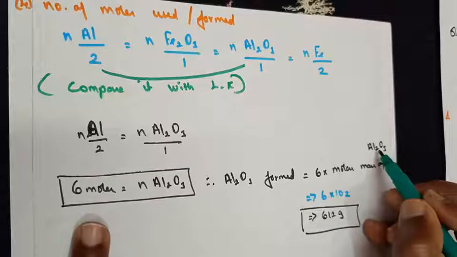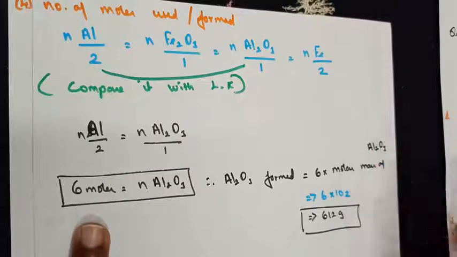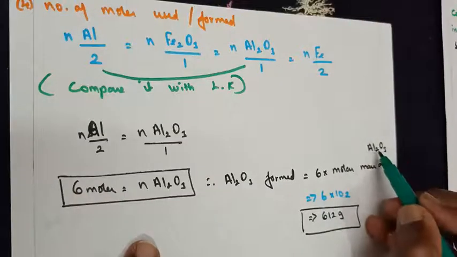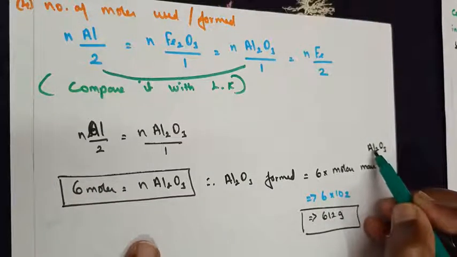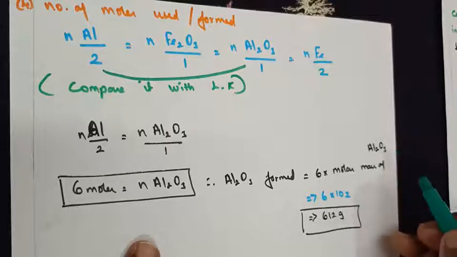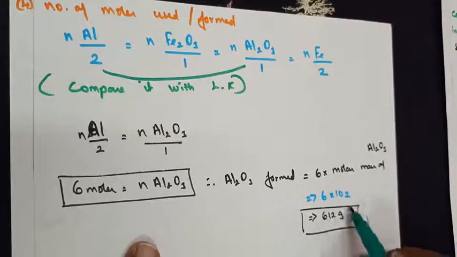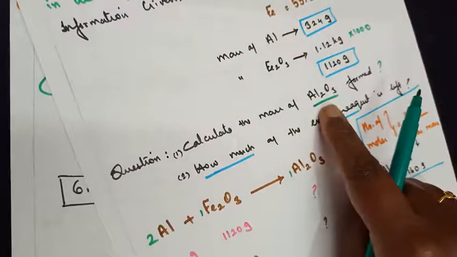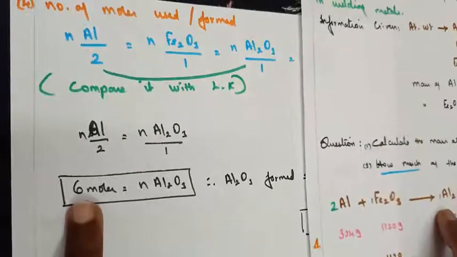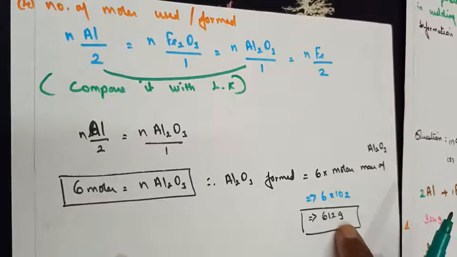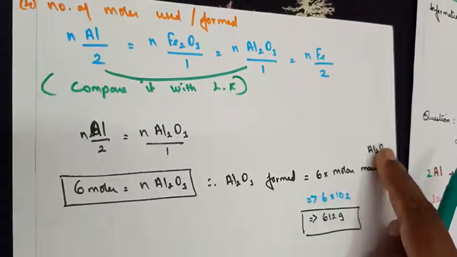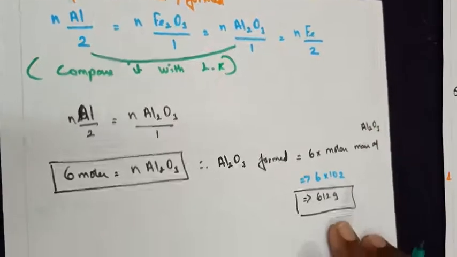Here again, how will you calculate the molar mass? The atomic weight of aluminium is given in the question as 27. How many aluminium atoms do we have? 2. So 2 into 27, plus 3 into the oxygen weight, you get 102. Multiply these two answers, so you get the amount of alumina. In terms of moles, 6 moles is the answer. To calculate it in grams, multiply it with the molar mass of the product being formed.